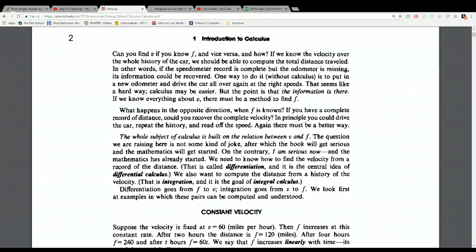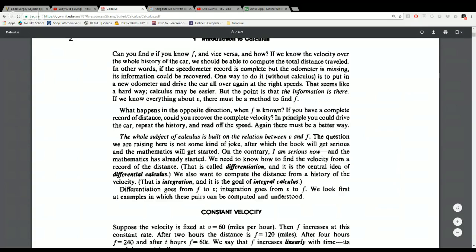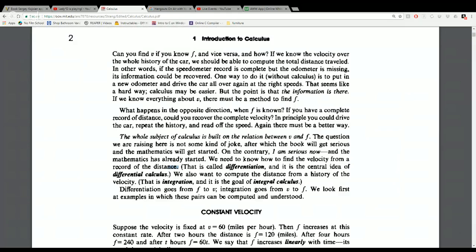So we need to know how to find the velocity from a record of the distance. This is called differentiation. So we will talk about derivatives and differentiation and differential calculus. And that is finding information about velocity from a record of the distance. We will also want to compute the distance from a history of the velocity. And that is integration. So that's the opposite side, right? I want to compute the distance if I have a record of the velocity function. And this is integration, and it's the goal of what we'll call integral calculus.